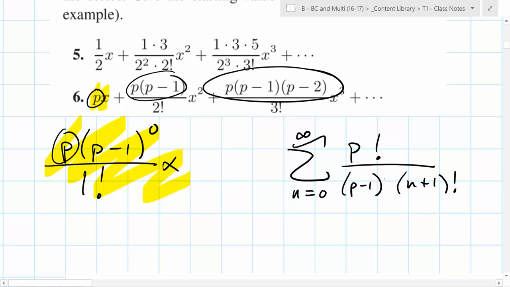P minus 1 factorial, right? Do you agree with that? Yeah. But then you need that P minus 1 to pop up in there. Like, how do you get P times P minus 1? What is P times P minus 1?